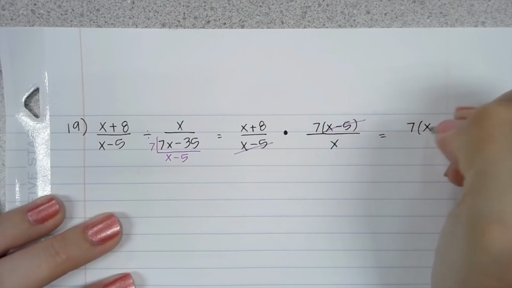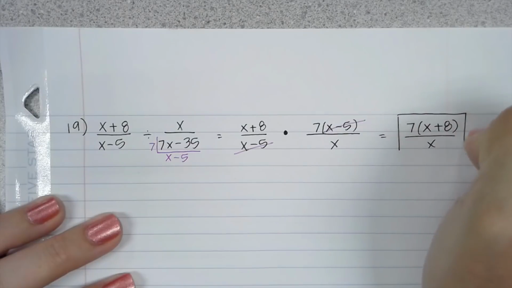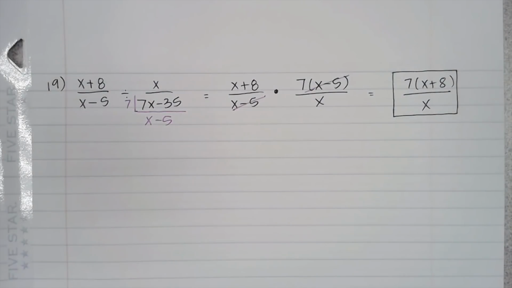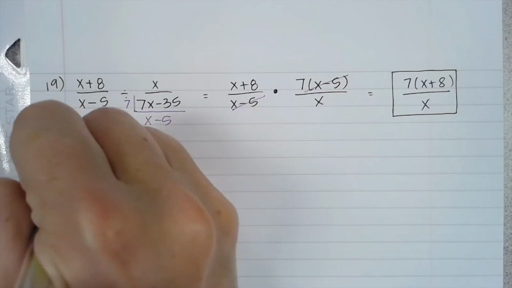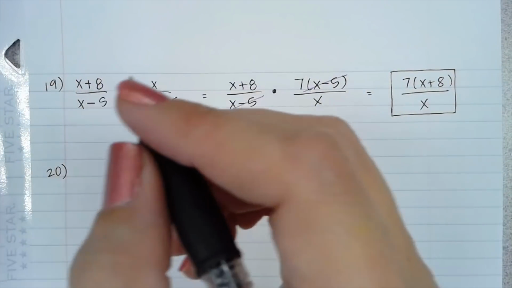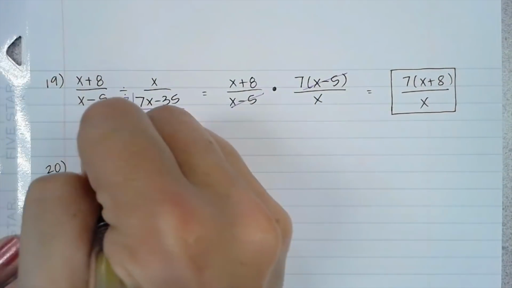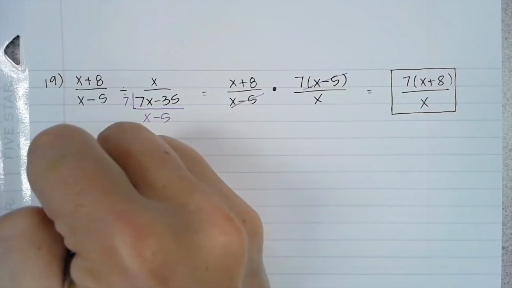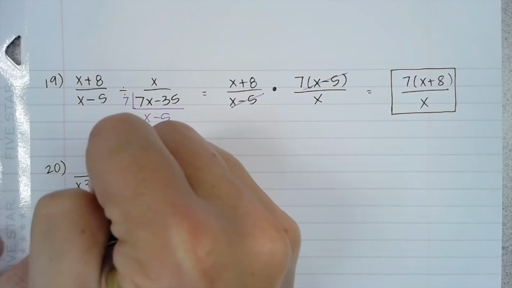So I have a 7 and an x plus 8 in the top, and then I have an x left over in the bottom. And so that would be the best that I could do. So question number 20 is also a division question. And so question number 20 says x minus 2 over x squared plus 7x minus 18.